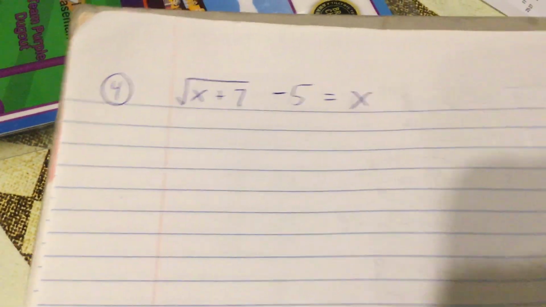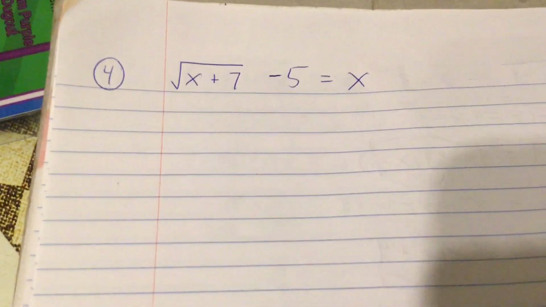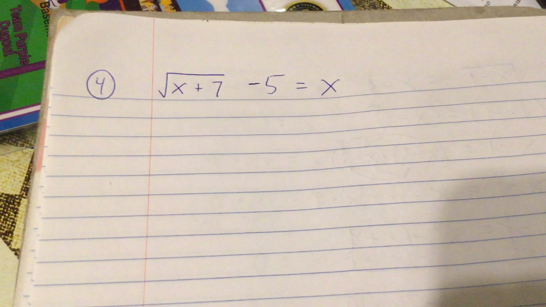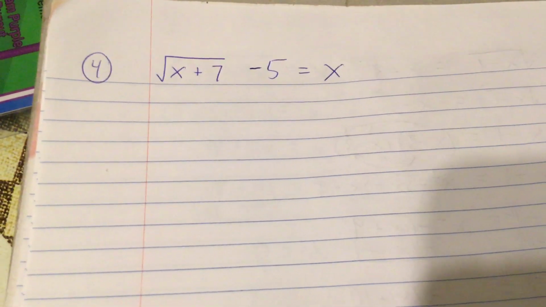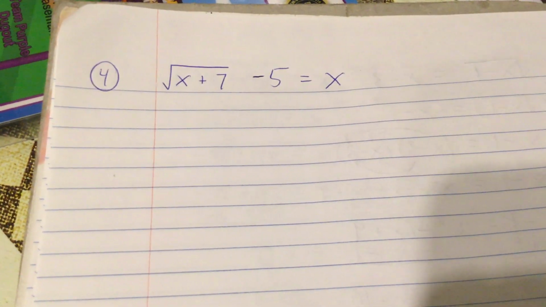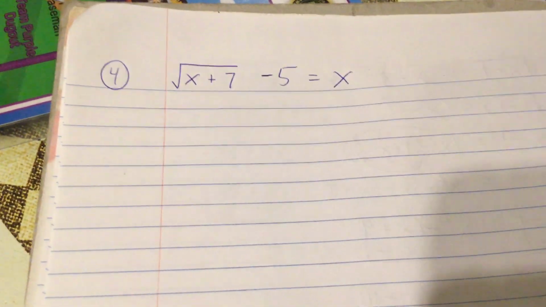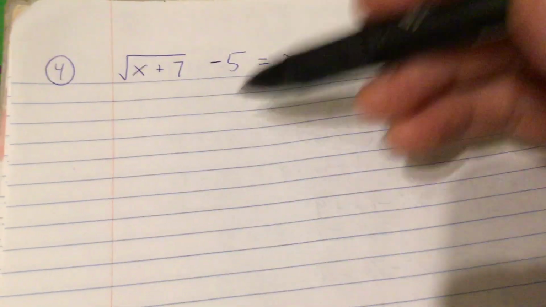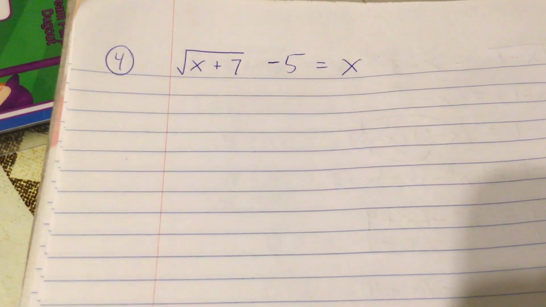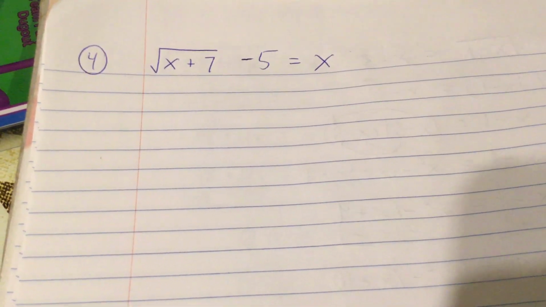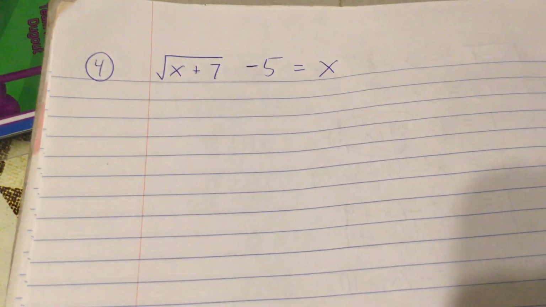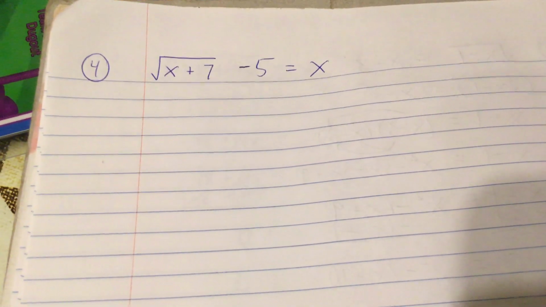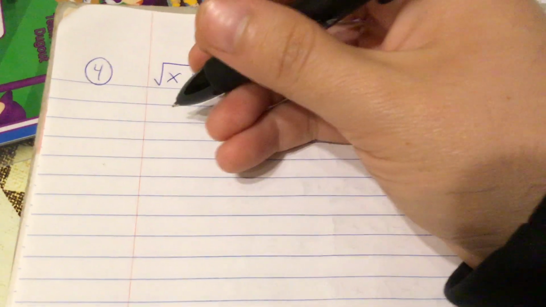The square root of x plus 7 minus 5 is equal to x. So this is different from most. I've seen students in the past try to square both sides right now. My recommendation would be to get the radical isolated before you do any squaring, because it's much easier to cancel out a radical when all the layers, all the fluff is out of that side of the equation. So let's just do that.